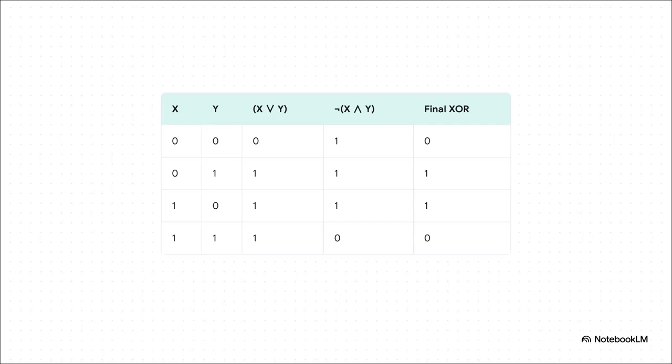And what do you know? It works perfectly. Let's just walk through that tricky case where both inputs are 1. Okay, so the OR neuron in the first layer sees two 1s, so it outputs a 1. The not AND neuron also sees two 1s, which means AND is true, so not AND is false. It outputs a 0. Now the final neuron gets a 1 and a 0. It performs an AND operation, and the result is 0, which is exactly what XOR is supposed to do. By working together, this team of simple neurons solved the unsolvable.